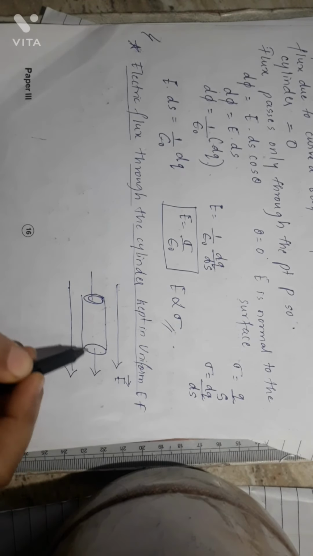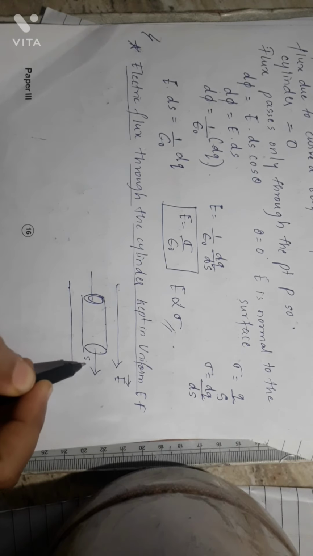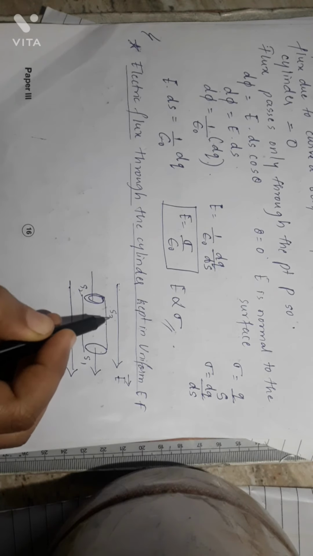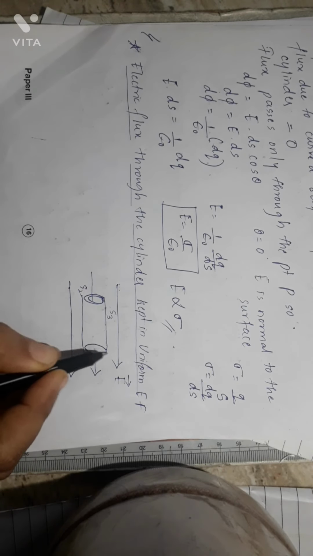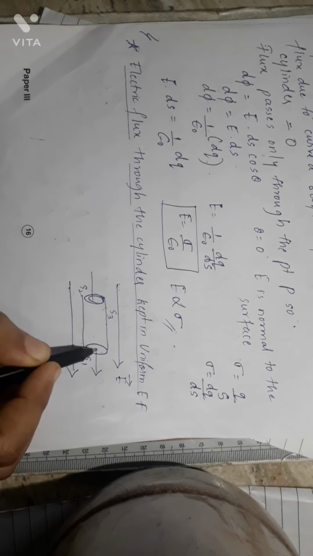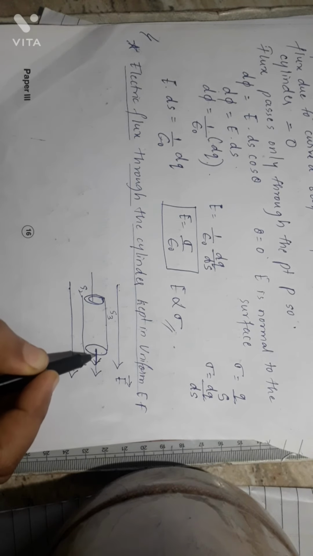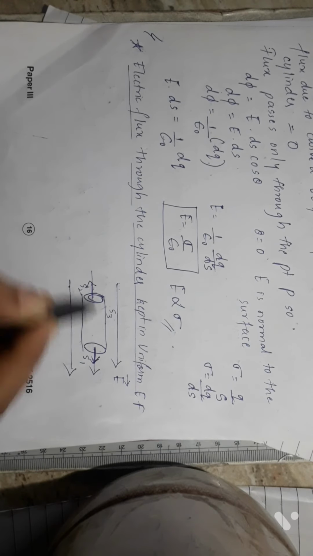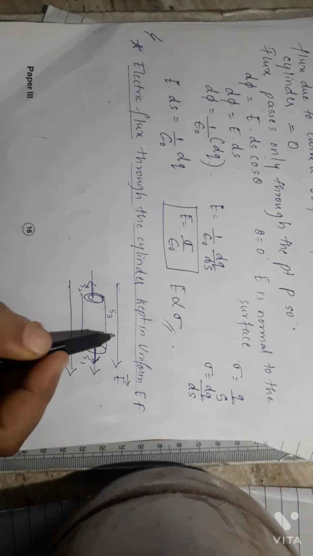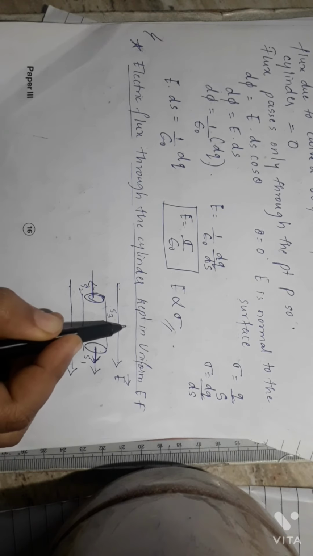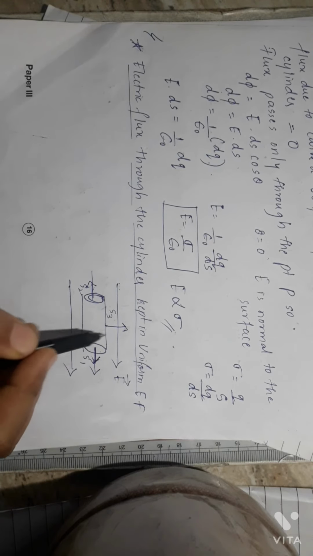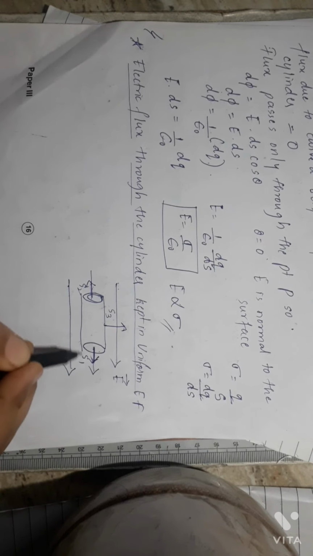So this is the delta S1, this is the S1 surface, and this is the S2 surface, and this is the total curved surface of this cylinder, the S3 surface. The normal means the perpendicular line which is directed outward from the surface. For this surface, the normal line will be opposite to the electric field lines. And for the curved surface of the cylinder, the normal line will be upward. The normal will always be outward and perpendicular to the surface. So these are the three surfaces.